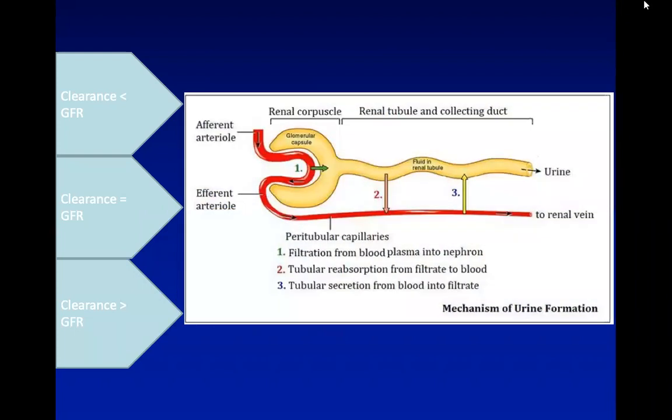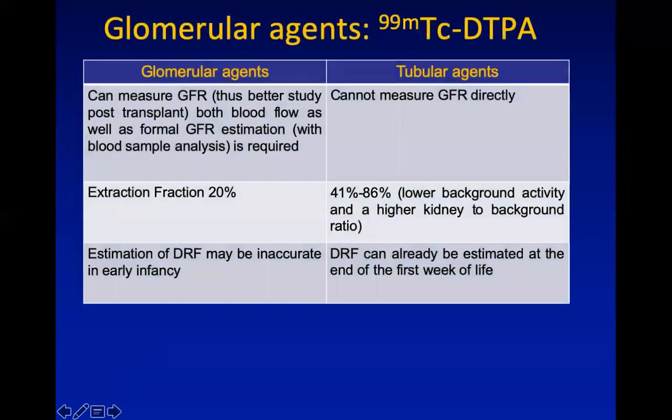So the mechanism of urine formation, you're all in nephrology, you would know, I don't want to waste time on this. The afferent arteriole comes in, the efferent arteriole goes out. There's glomerular filtration through the capsule. And then there is a fluid in the renal tubule, which is either secreted or reabsorbed to form the urine, right? So how does it help in our imaging?